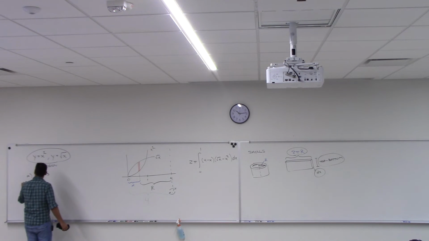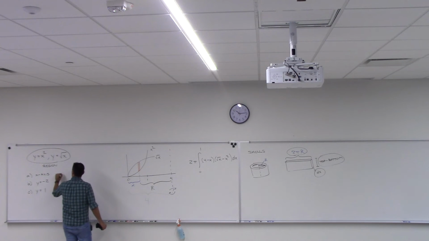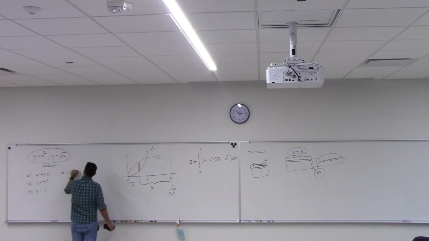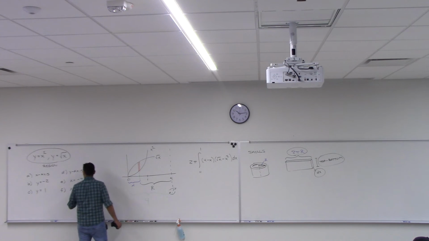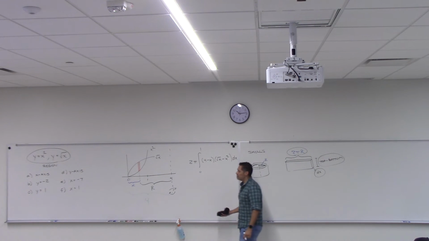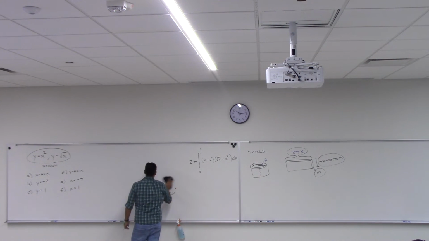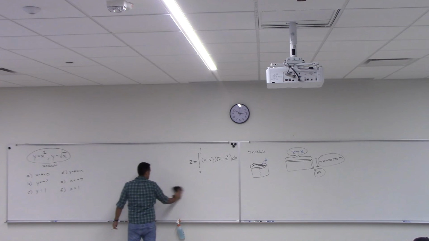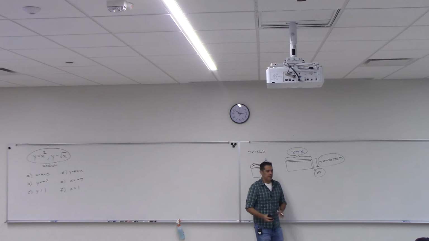Part B, I want to rotate it around y equals -2, C, y equals 1, D, let's go around the y-axis, E, let's go around x equals -7, and F, let's go around x equals 1. Take that region, rotate around those 6 different axes, and just set up these integrals, right? I'm not asking you to evaluate these right now. Just set up all the integrals that would give you the volume of the solid that would be created.